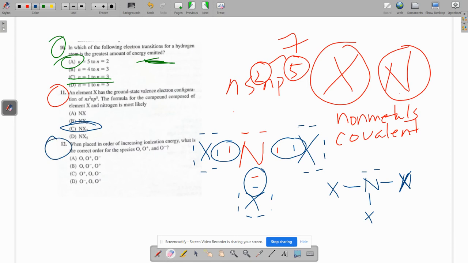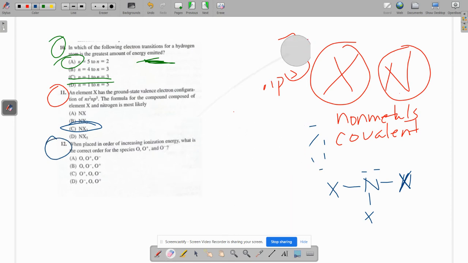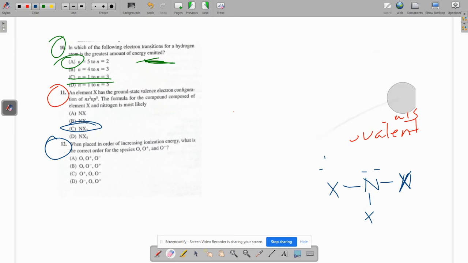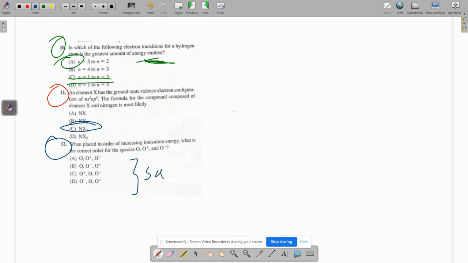Let's see, number 12. So this one, back to ionization energy, but this time we're looking at ions, okay? So you got oxygen, oxygen plus, and oxygen minus. So the one thing all these have in common is the same nuclear charge, right? Because they all have the same number of protons, okay? So they all have the same pull from the nucleus.